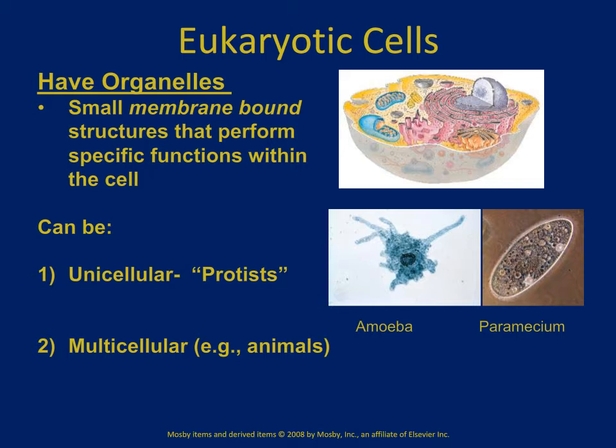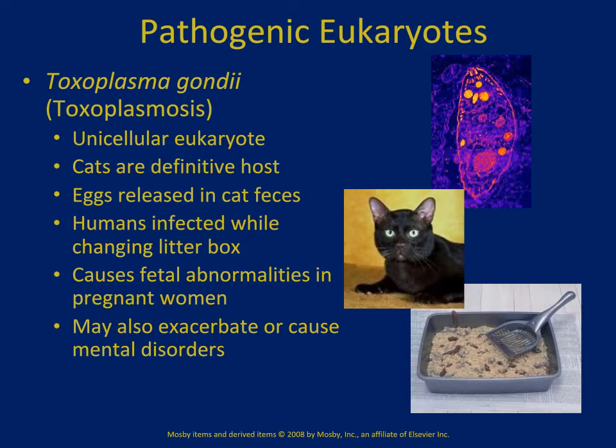Now, some of these are disease-causing and some of them are quite benign. So an example of a pathogenic or disease-causing single-celled eukaryote is the coccidian parasite Toxoplasma gondii. Toxoplasma gondii is a unicellular eukaryotic parasite, and cats are the definitive host for this parasite, meaning they're the host in which reproduction can occur. However, it's important to realize that almost any warm-blooded vertebrate can be infected by this parasite.